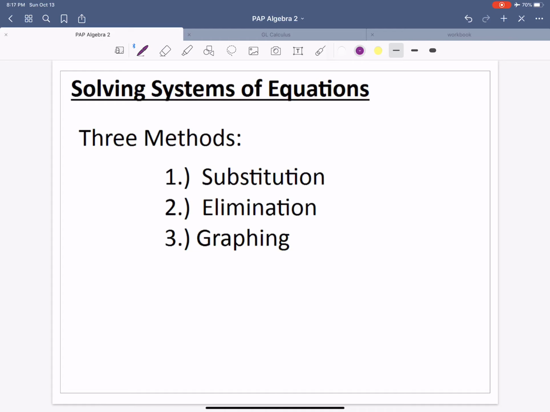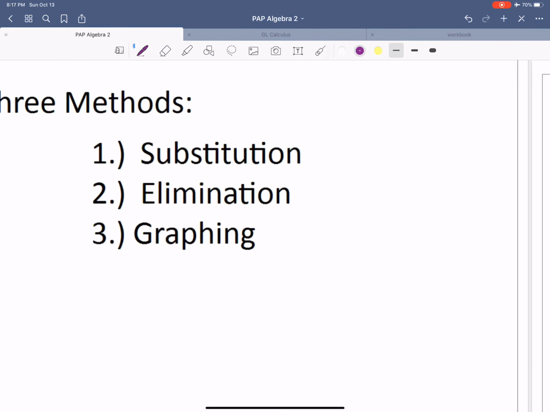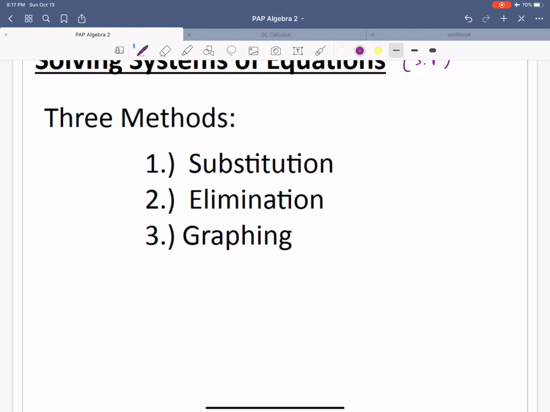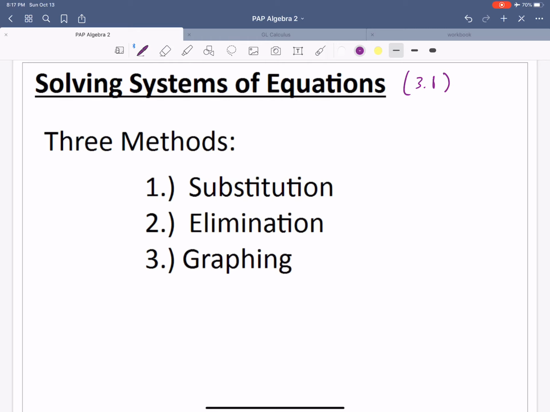Today's topic is solving systems of equations with two variables. If you're one of my students, this lesson comes from section 3.2 in our Algebra 2 textbook. I'm sorry, I lied. It actually comes from 3.1 in our Algebra 2 textbook. I'll do 3.2 later. But our objectives here are to figure out the three methods that we use to solve systems of equations with two variables.